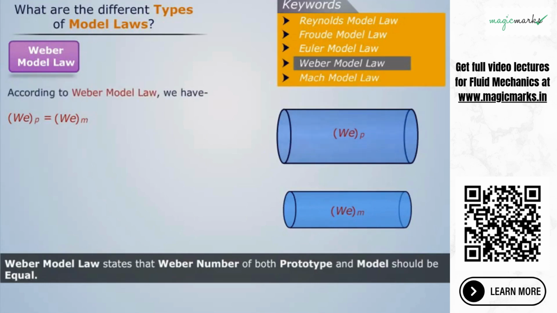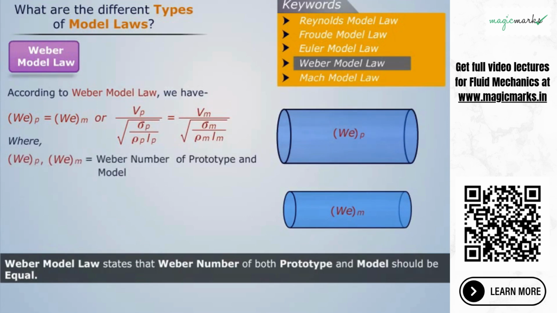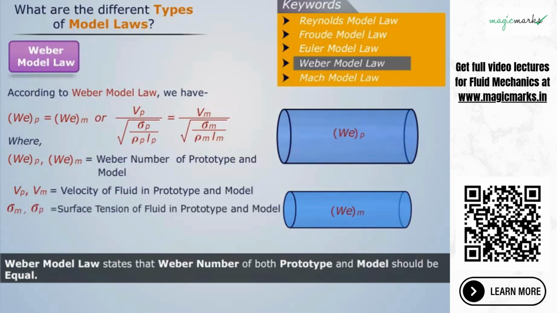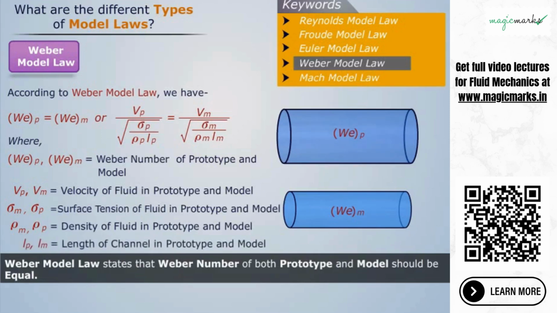According to Weber model law, we have WEP = WEM, where WEP and WEM are the Weber number of prototype and model. VP and VM, the velocity of fluid in prototype and model. Sigma P and Sigma M, the surface tension of fluid in prototype and model. Rho P and Rho M, the density of fluid in prototype and model. And LP and LM, the length of channel in prototype and model.